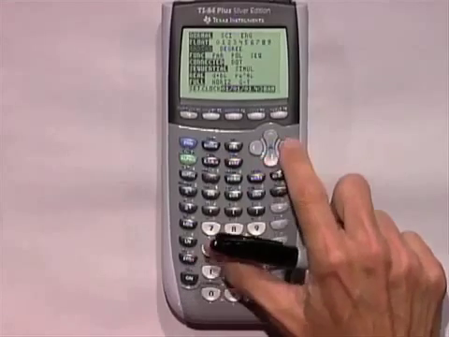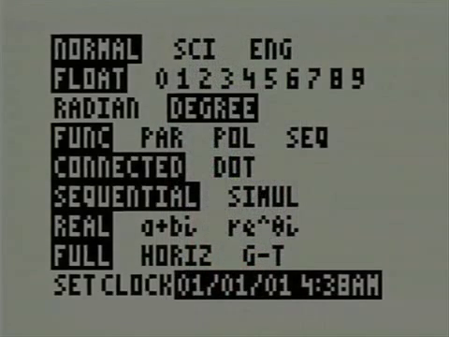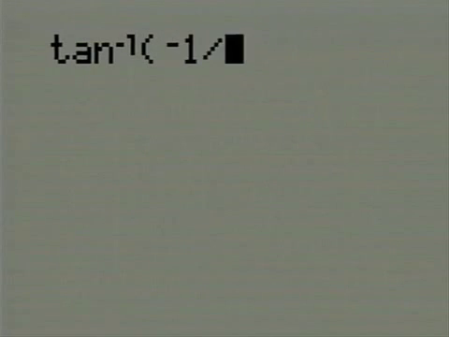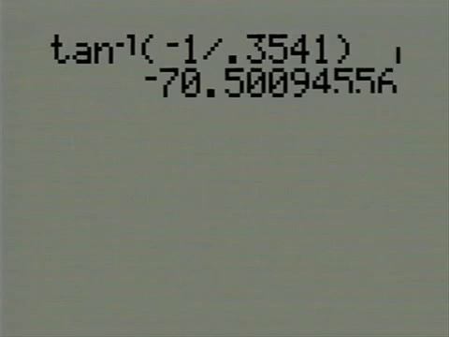So now let's do that on our calculator. But the first thing we need to do is set our mode to degree mode, because we were asked to make this calculation in degrees. And then we're going to find the inverse tangent of -1 divided by 0.3541. And we end up with -70.5 degrees.